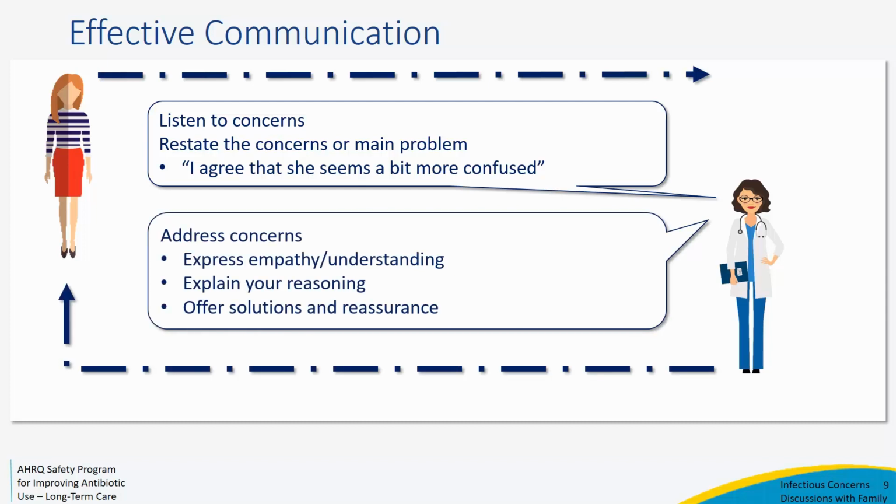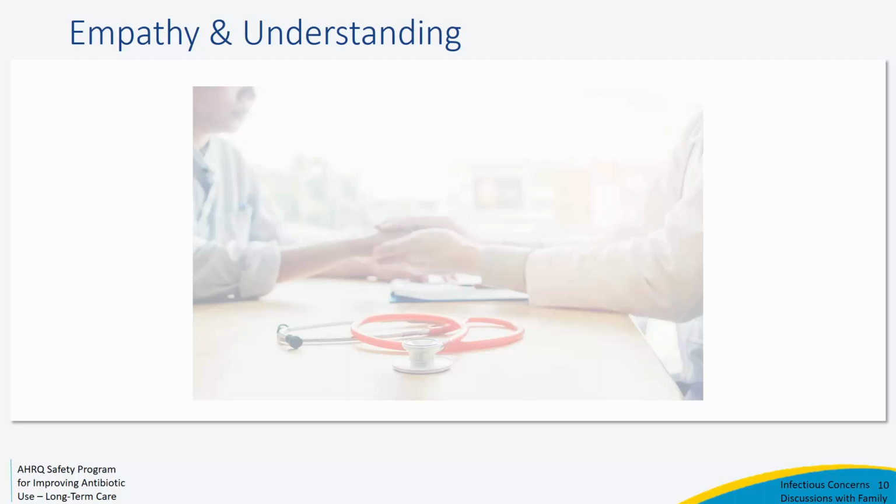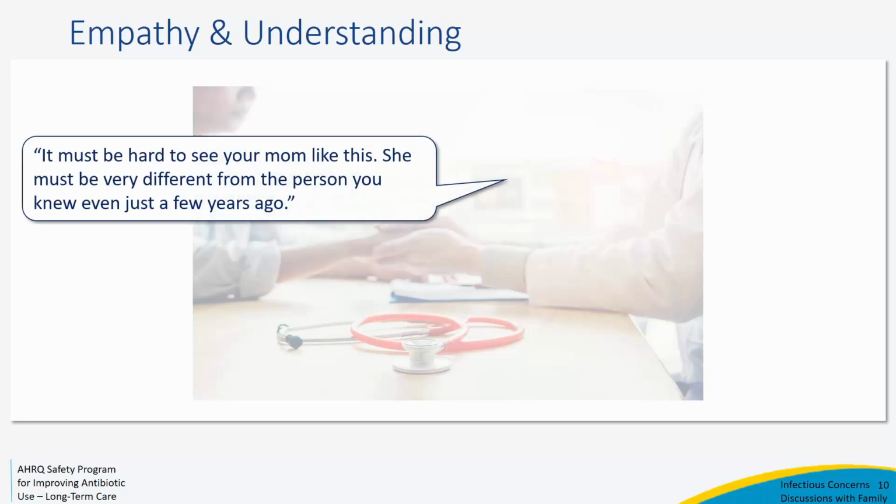Start with empathy and understanding, then explain your plan and reasons for that plan. Finally, offer solutions and reassurance. The daughter's main concern is that her mother is more confused this morning. Try to empathize and understand that concern. You might say, "It must be hard to see your mom like this. She must be very different from the person you knew even just a few years ago."